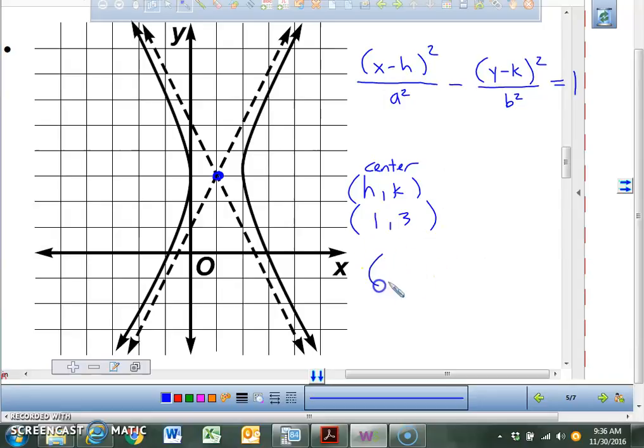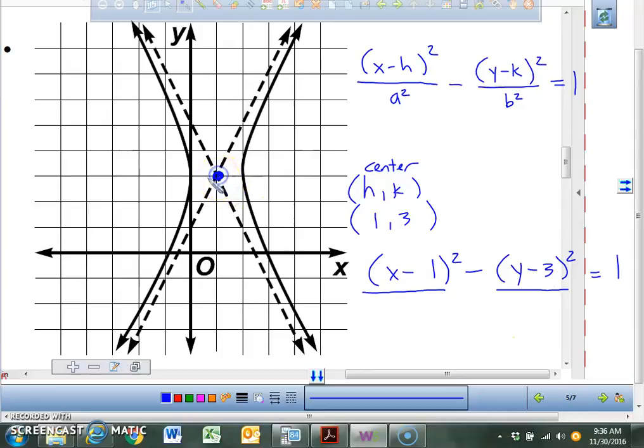All right, so we have h, k. So what I want you guys to do right now is put x minus, what is our h value? 1 squared minus y minus our k value, 3 squared equals 1. Now we still need to find our a and our b.